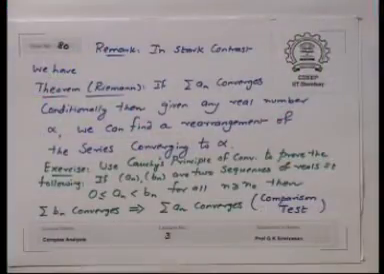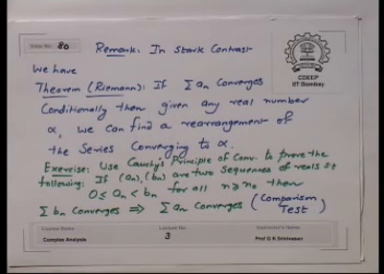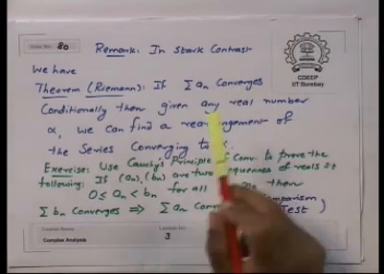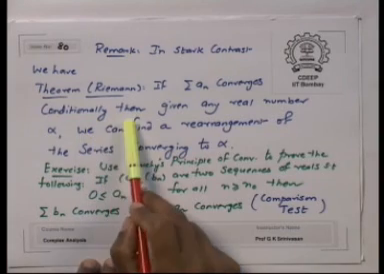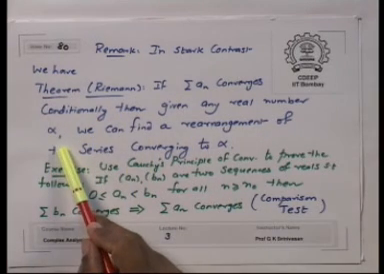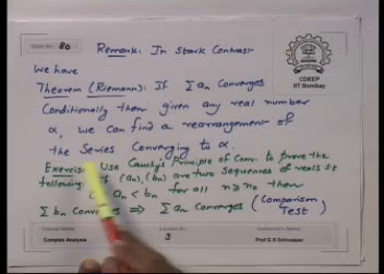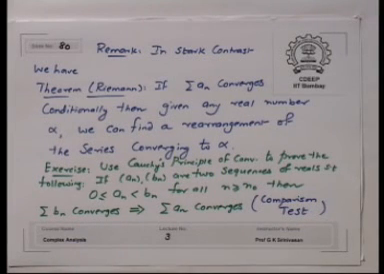What is the story with a conditionally convergent series? In stark contrast, we have the following remarkable theorem of Riemann. If you have an infinite series which converges conditionally, then given any real number alpha, I can find a rearrangement which converges to alpha. No matter what alpha you give me, I can always find a rearrangement for which the series will converge to alpha. This is called Riemann's rearrangement theorem.